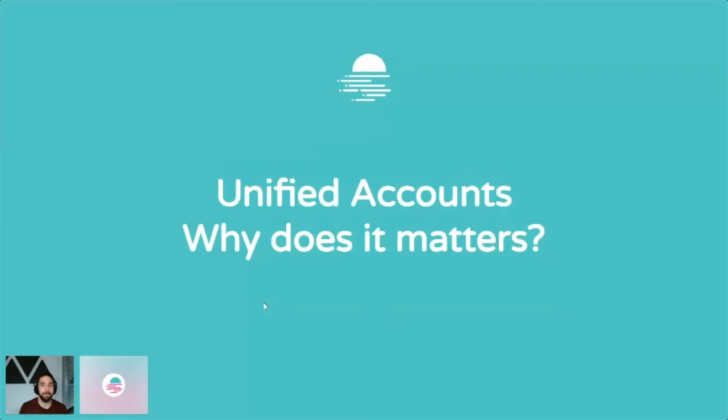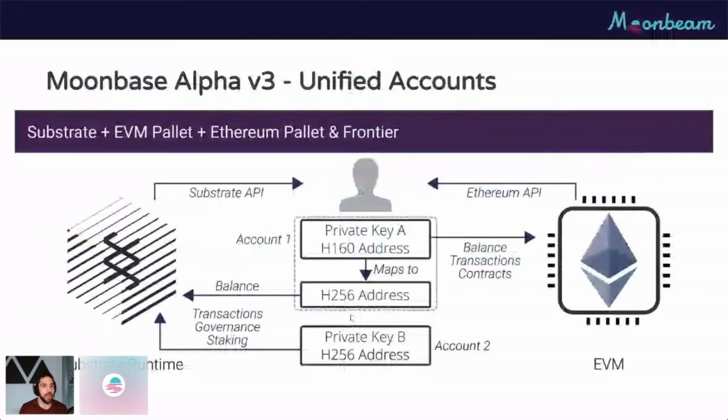All right. So unified accounts. Why does this matter? I'm going to go a little bit faster because we have spent a little more time than I wanted on the slides. But anyways, the idea is that any Substrate parachain that adds the EVM pallet, the Ethereum pallet, and Frontier, as I showed you before, can say that it's Ethereum compatible, right?